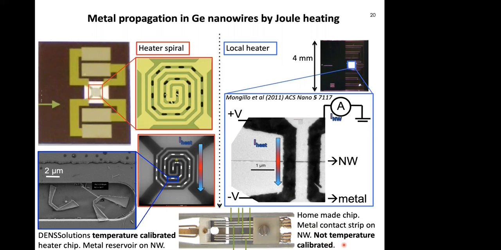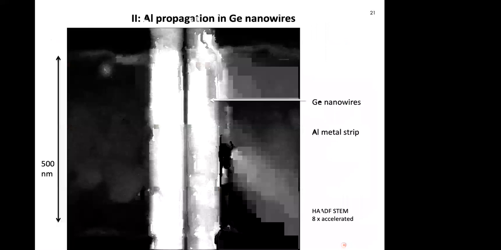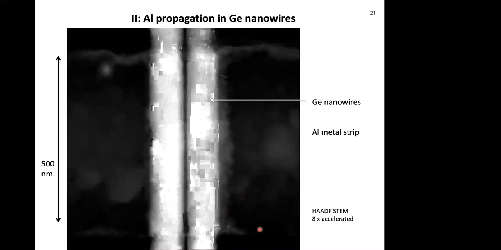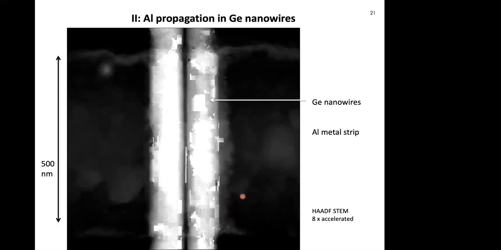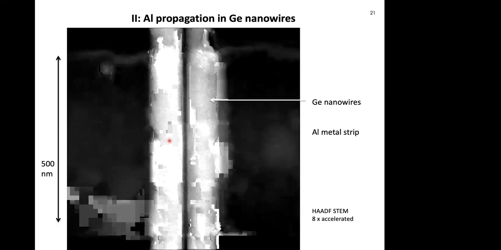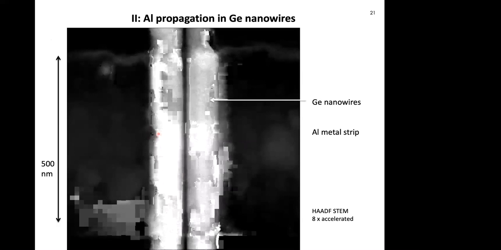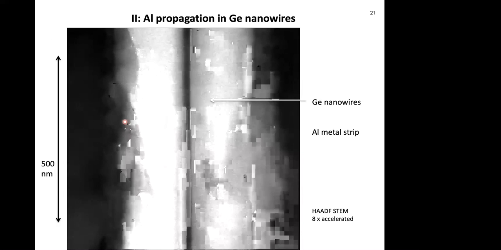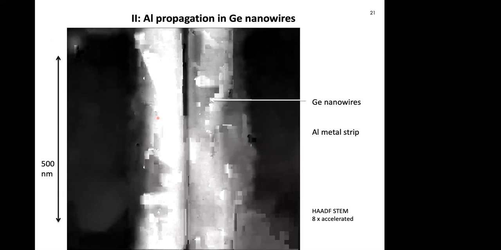Okay, so let's go to the first experiment. Here you see two germanium wires side by side underneath an aluminium strip line, where we then flow a current to initiate this reaction. And you will see that doing this, the contrast starts to change inside the nanowire, and a much darker contrast starts to propagate, replacing this bright contrast.